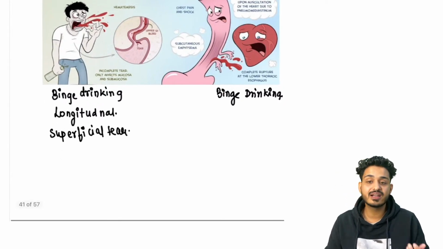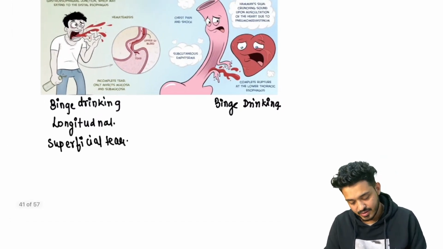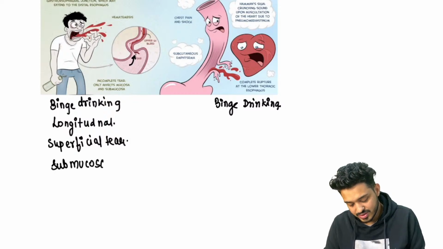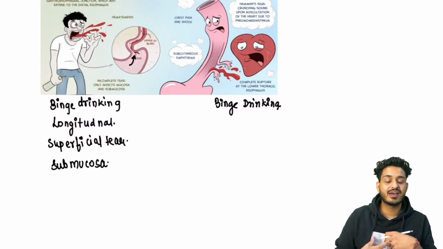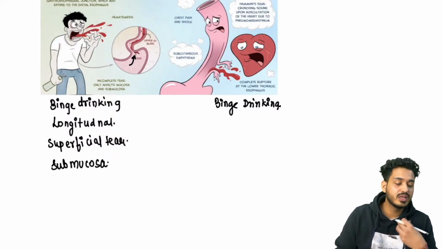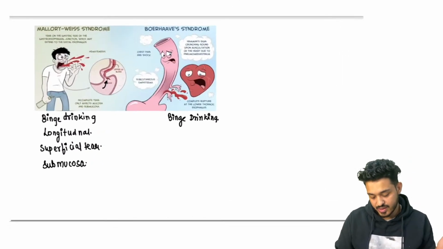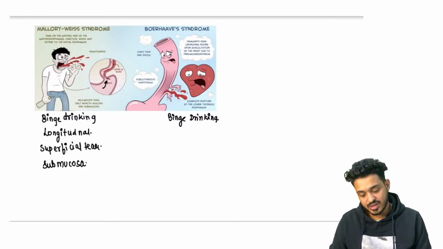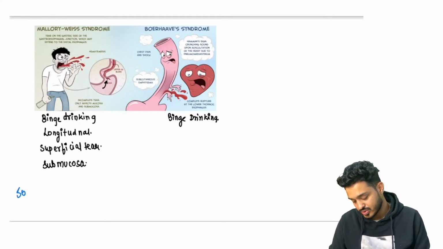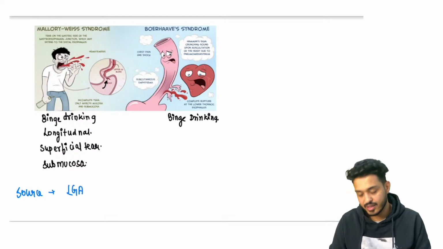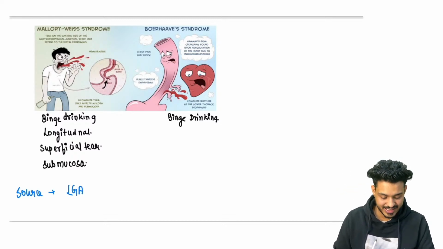And where will this tear be? This tear will be present in the submucosa. So someone has taken a lot of alcohol and the patient is having a tear. Because of that tear, he can have bleeding from the mouth, right? He can have hematemesis, not so much, but yes, he can have. So that is going to be the submucosal tear. A question was asked, the source of bleeding will be what? The source of bleeding here will be the left gastric artery, right?